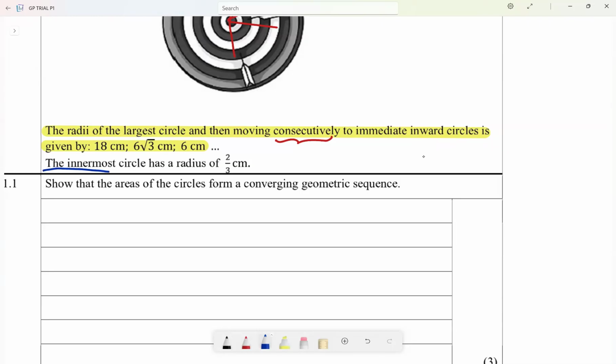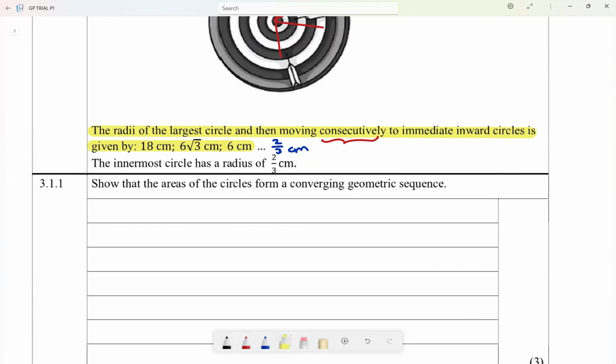And then they say the innermost circle has a radius of 2/3. So the innermost radius is 2/3. This is the last circle, the radius of the last circle. And then let's move on to question 3.1.1.